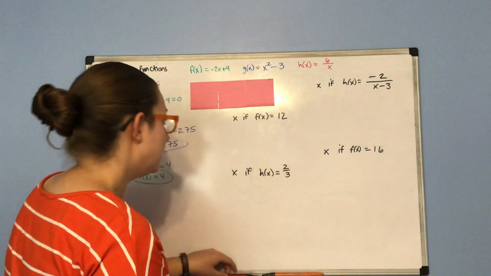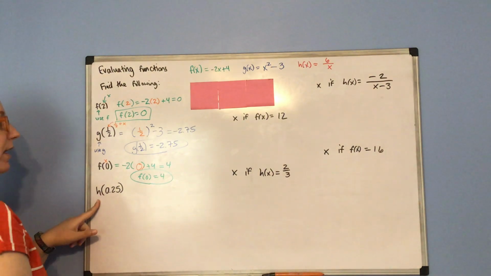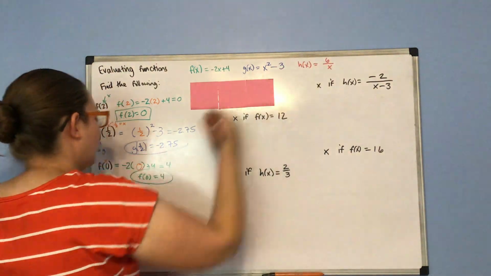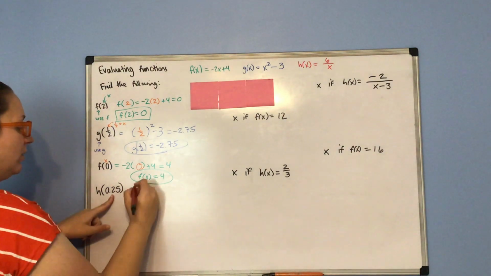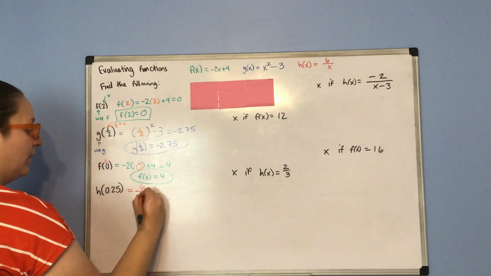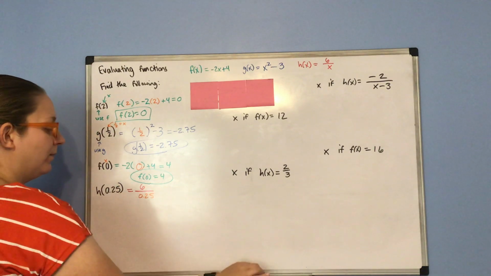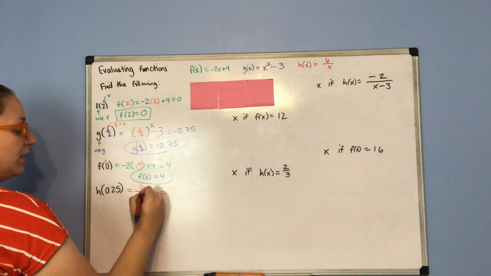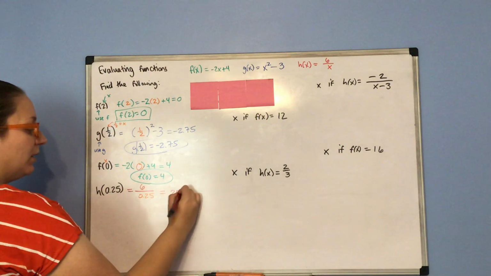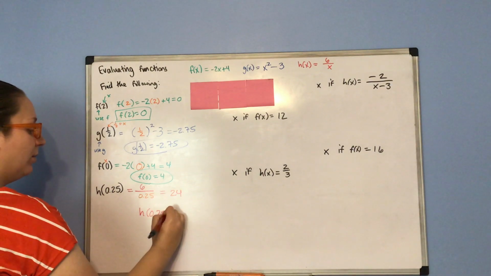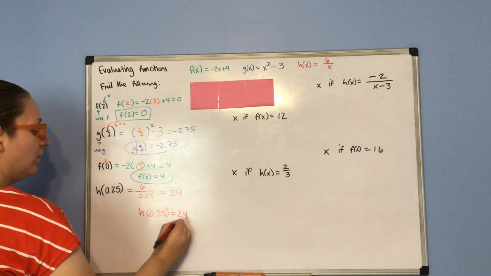One more like this. This time we need to use our h equation, which is this one. h of x is 6 divided by x. So if I'm going to do h of 0.25, it's going to be 6 over 0.25. You can simplify this by hand, with Desmos, whatever. 6 divided by 0.25 is 24. So we would say that h of 0.25 equals 24.